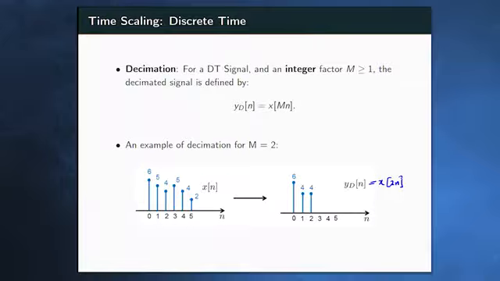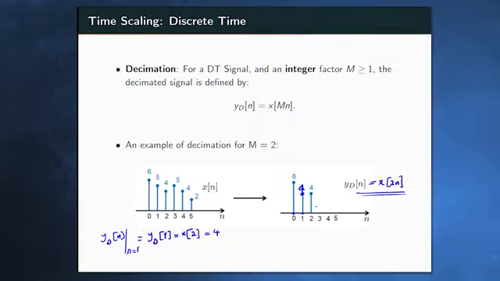So for n equals 0, yd of n is equal to x of 0. For x of n at n equal to 0 is 6. Yd of n at n equal to 0 is going to be equal to 6. Yd of n at n equal to 1 is yd of 1, and using this relationship, that's equal to x of 2. That's going to be equal to 4. So I have this 4 in here for n equal to 1. And the same goes for the rest of it.